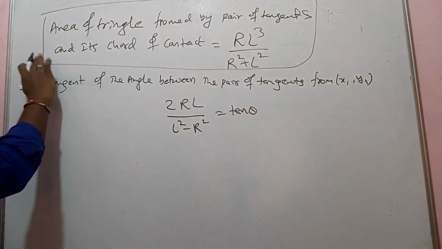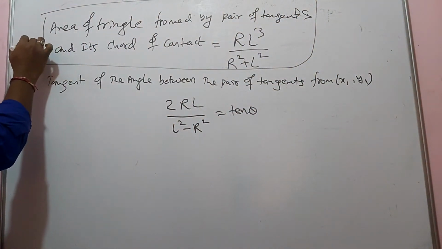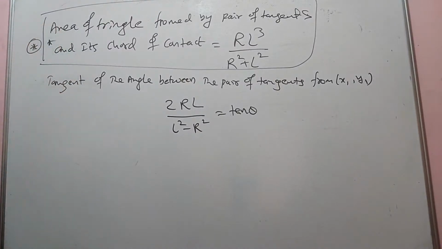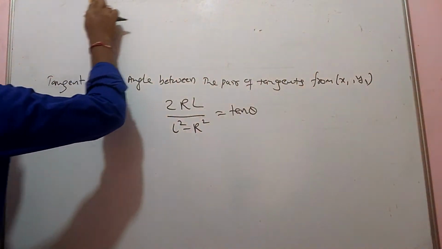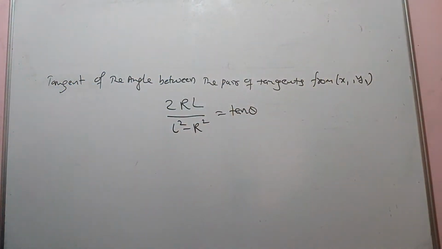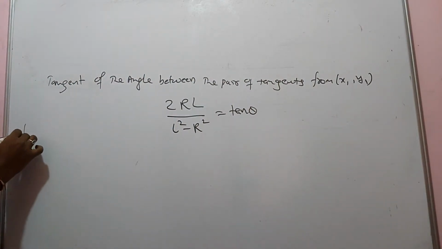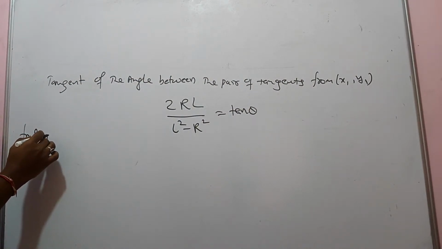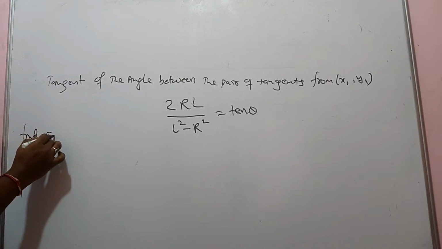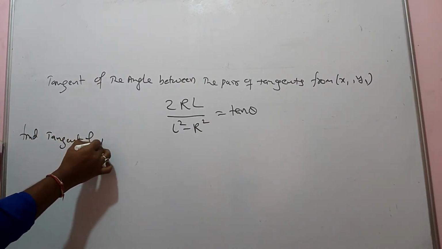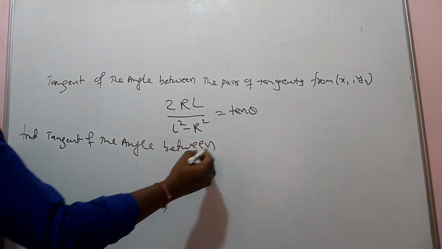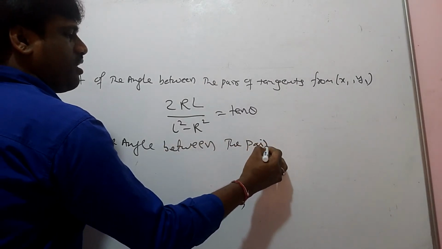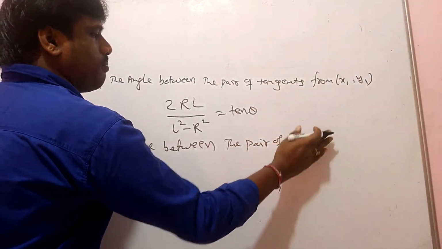Based on area, I had already solved the question in the previous lecture. So now let me solve an angle related question. Then we will do one difficult problem also based on this. So the angle related question is: find the tangent of the angle between the pair of tangents.